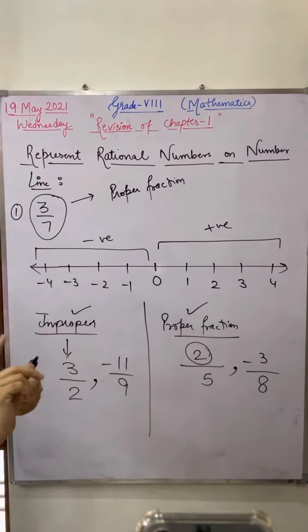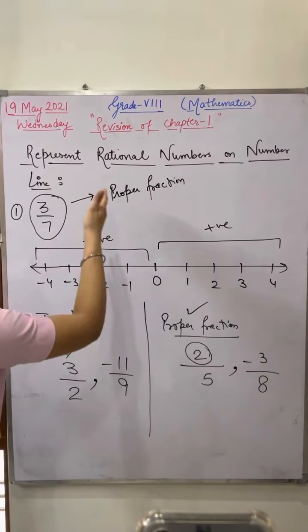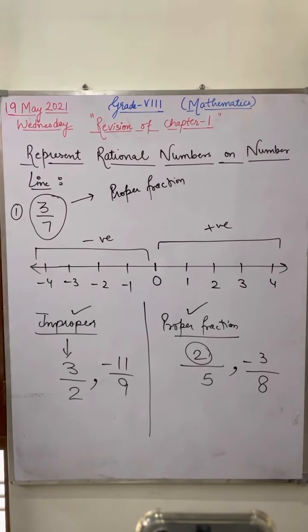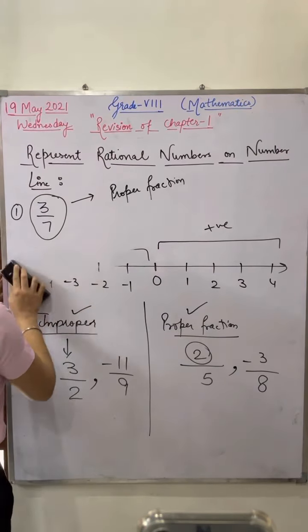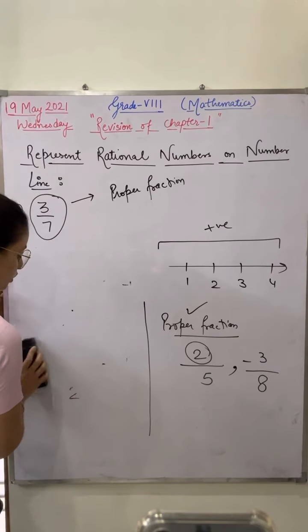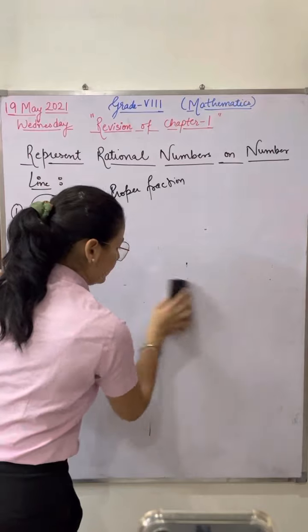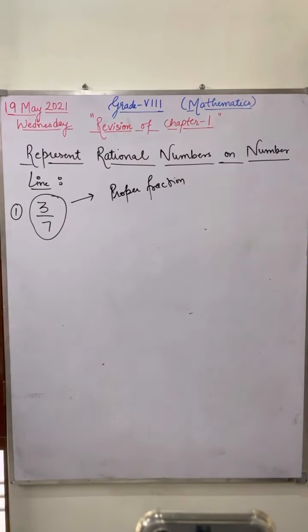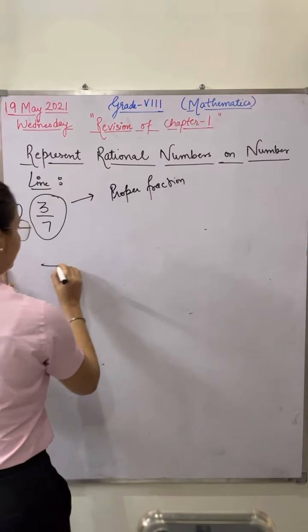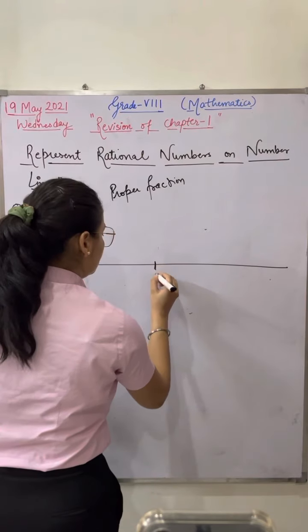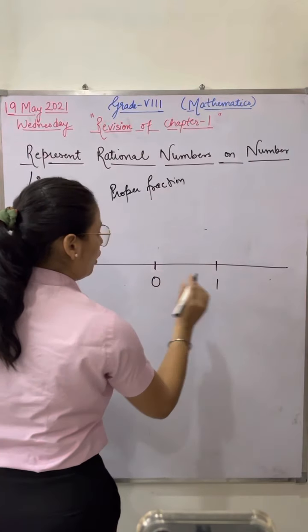So there are two rules for proper and improper fractions. First of all, you just have to check whether the fraction which is given to you is proper or improper. Suppose it is a proper fraction. Whenever the fraction is proper, it will always lie between 0 and 1.